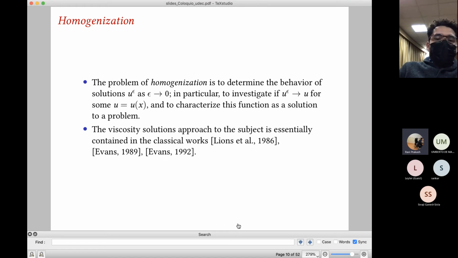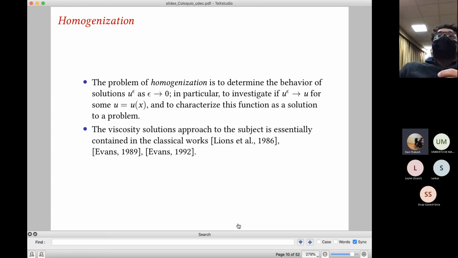In particular, to see if this converges to something, and to identify that something as a solution to a given problem. Right?